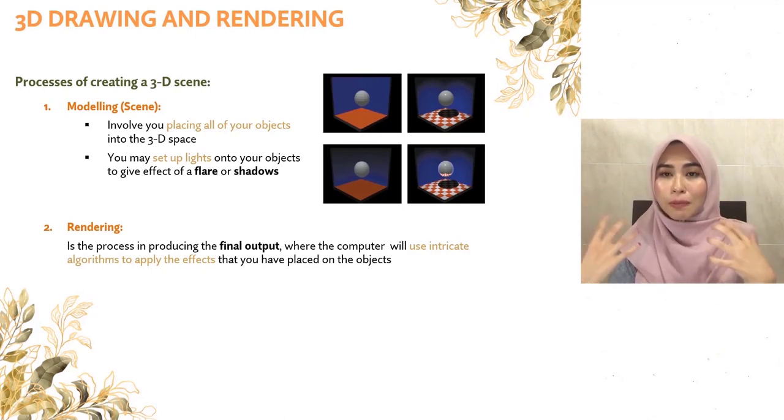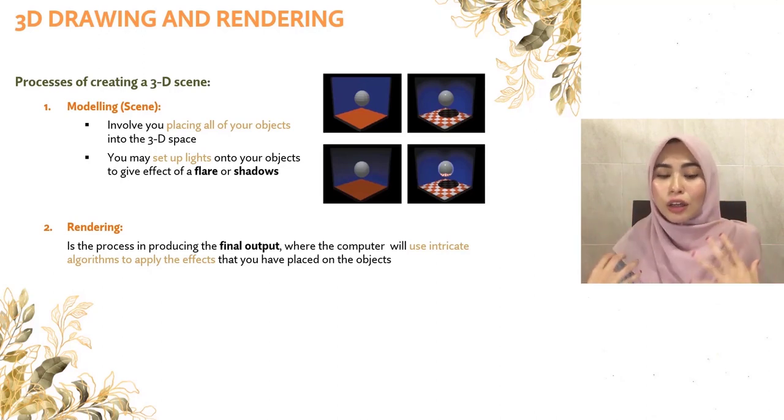So these things mix up, you know, a more realistic look. Okay, so once everything is finished, you have modeled your objects, you have modeled your scene, you can render your 3D drawing. Rendering is actually a process of producing the final output, where the computer will use intricate algorithms to apply the effects that you have placed on the objects.